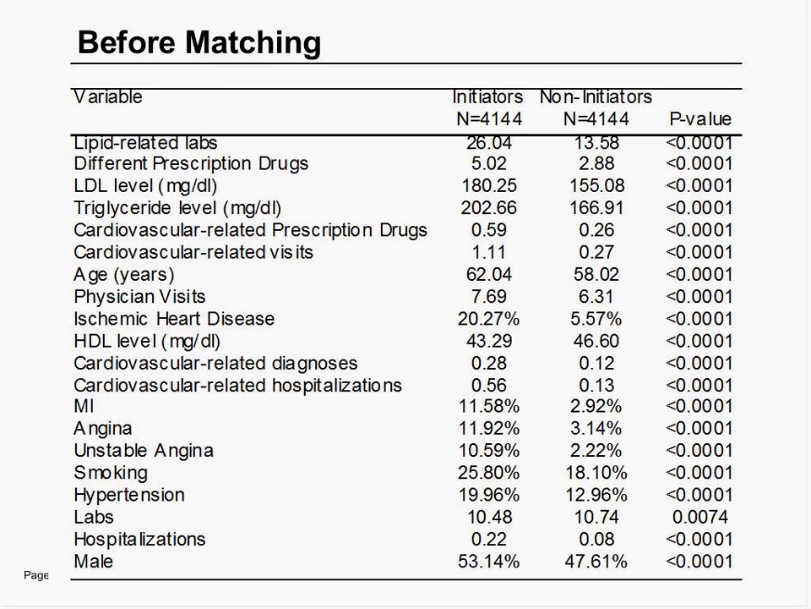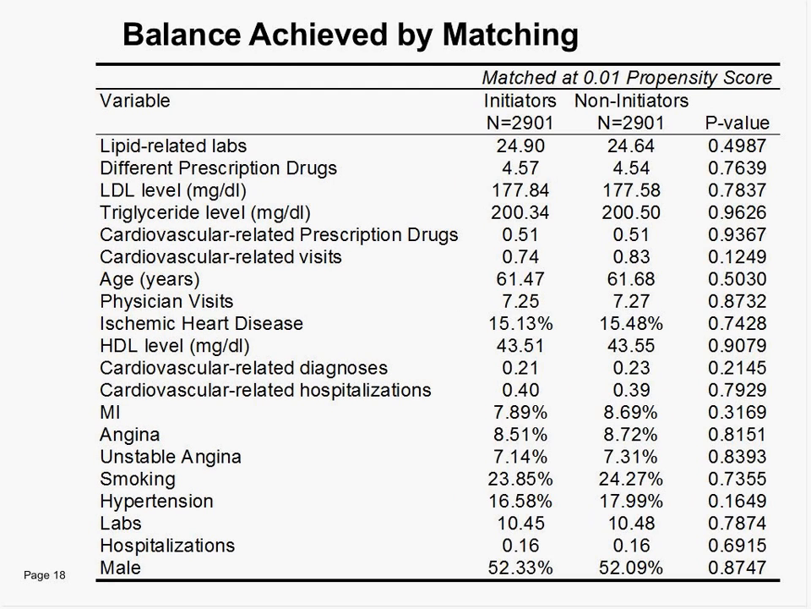Doing matching has balanced all of the components of the propensity score. This is my before-match table of the characteristics and now the after-matching table of the characteristics. So we saw before that the LDL level was quite a bit different between the two groups, the initiators and non-initiators, and is now almost perfectly balanced, 177 in each of them. And the underlying ischemic heart disease is now approximately 15% in each of those groups.